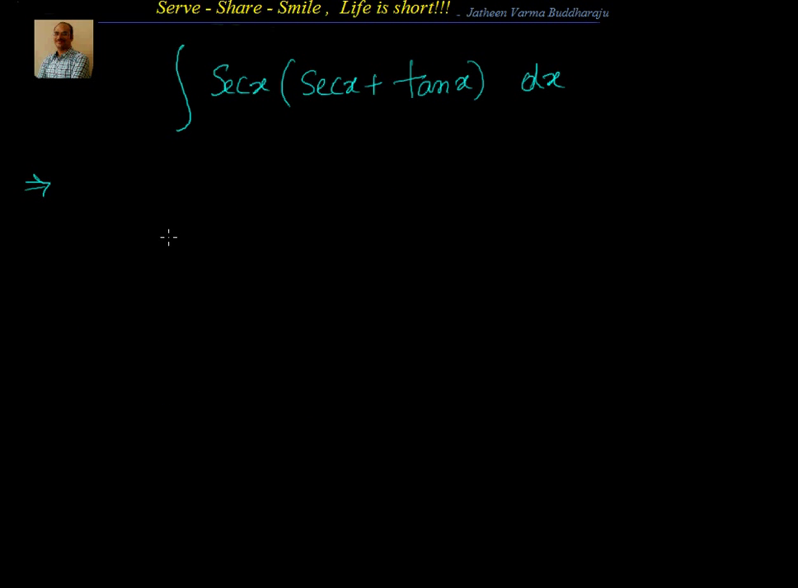We have to find out the integral of secant x multiplied with secant x plus tan x. So we don't know any formula as of now to multiply two functions and find out the integral. So I'll try to convert this into one function by multiplication. I'll have secant x into secant x is secant square x plus secant x into tan x is secant x tan x.